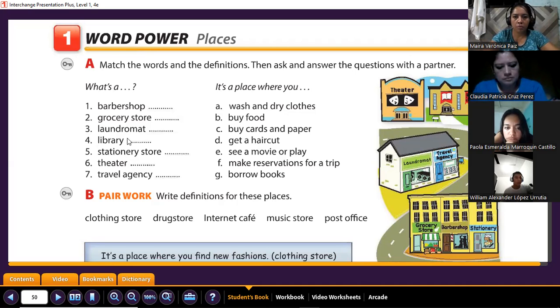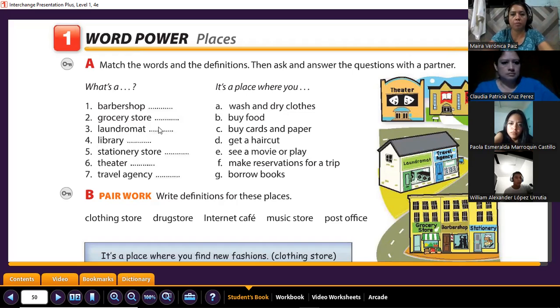And laundromat is lavandería, right? We have a lavandería in this case when you use coins. Machines with coins, right? Cuando tenemos máquinas en las que le echamos moneda y nos lava la ropa. Here, for example, aquí en Sacamil tenemos un lugar así, ¿verdad? Va uno y lava su ropa y le echa moneda ahí. That's the laundromat, right? Okay, good.